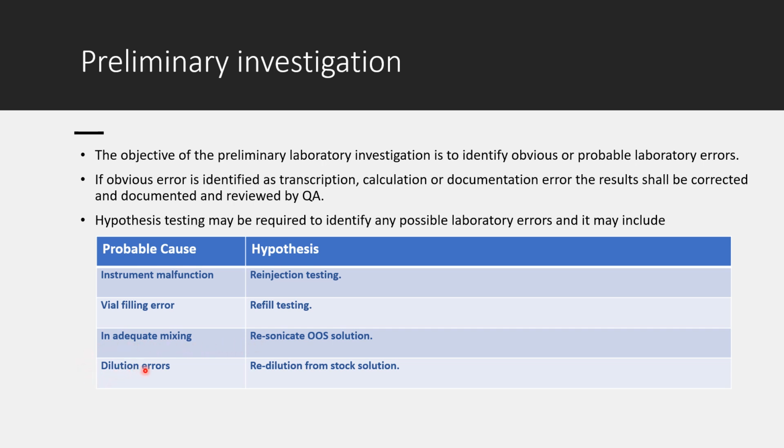Next is to rule out the dilution error. So redilution shall be done from the stock solution and inject the solution. So again, if the same OOS results are observed, then you can conclude that there is no dilution error, that is, the analyst performed the dilution correctly. So these are the few hypotheses we can plan to rule out the laboratory error.